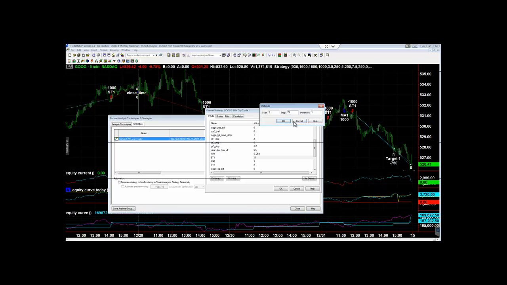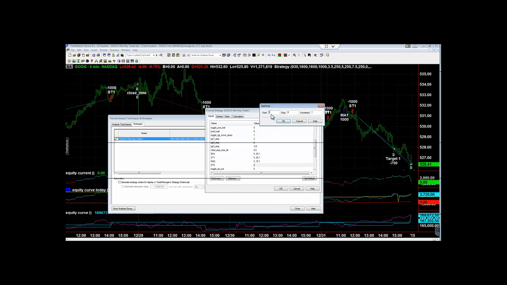You may want to use different inputs and different ranges for optimization for the various commodities and other stocks you might want to use. I just happen to know what this one is, so we'll save some time by not going through all that. We're going to do MA2 from 3 to 15 by 1, and we'll do ST2 the same way.